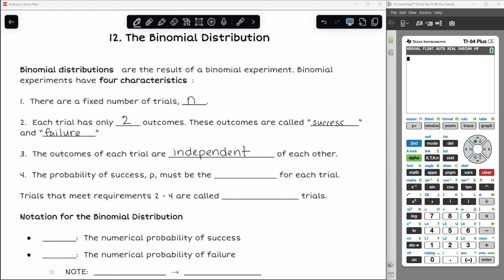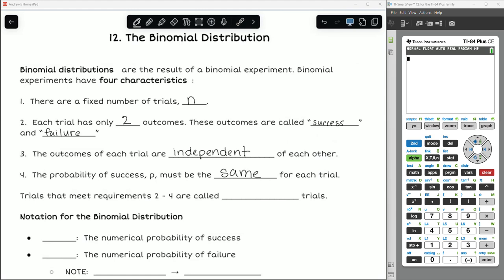The last is that the probability of success, which we're going to call P, must be the same for each trial. That's kind of tied to the independence of the trials, right? If I draw a queen from a deck and I don't put it back, the probability of drawing a queen on the next trial will be different. So we need to make sure that the probability of success is the same for each trial.